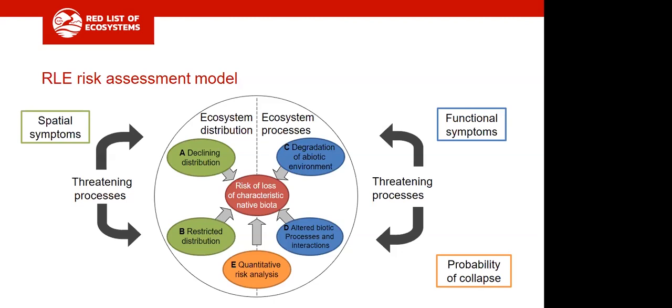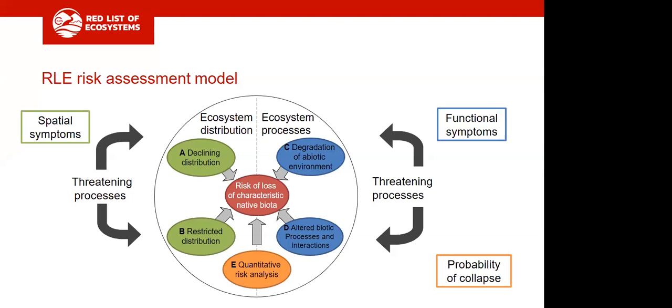Similarly, criterion D is also looking at the interruption of the key ecological processes, but from the biotic point of view. So it looks at the disruption of the biotic processes and interactions, which can result in the loss of mutualisms, the diversity of the biotic niche of the component biota, changes in the hierarchy structure of the system, etc.